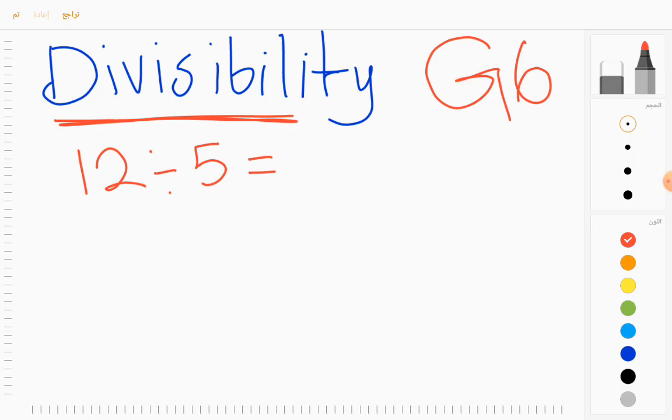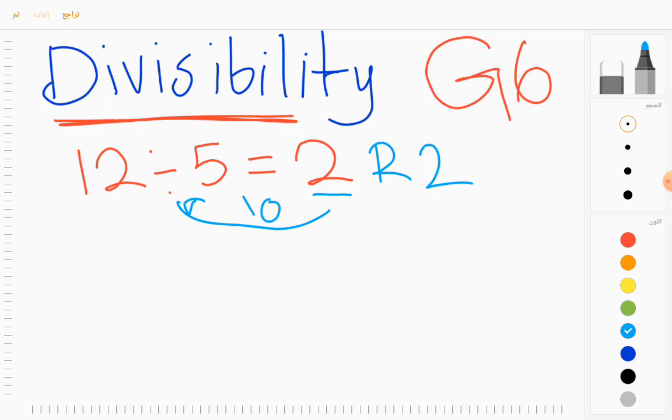There is nothing in times table 5 that gives 12, but there is something that approaches it or is near it. Something near it in table 5 is 5 times 2 equals 10. So the answer will be 2. The quotient is 2, but there is a remainder of 2. So 2 times 5 is 10 plus 2, the remainder, is 12.